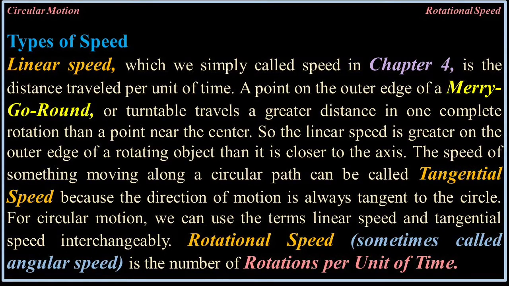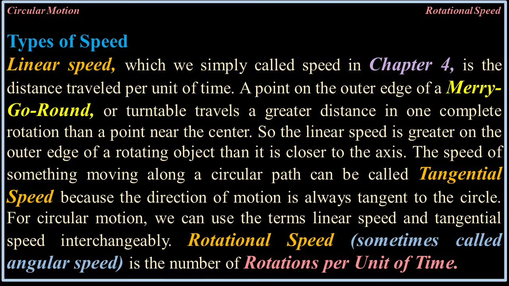Types of speed. Linear speed, which we simply called speed in Chapter 4, is the distance traveled per unit time. A point on the outer edge of a merry-go-round or a turntable travels a greater distance in one complete rotation than a point near the center. So the linear speed is greater on the outer edge of the rotating object than it is closer to the axis.